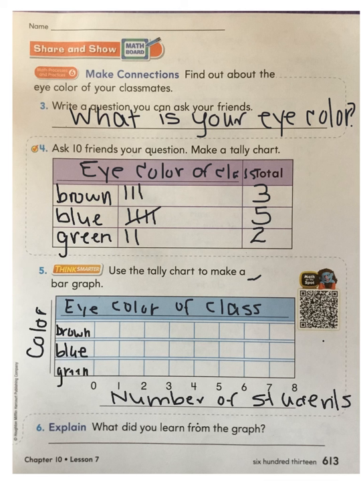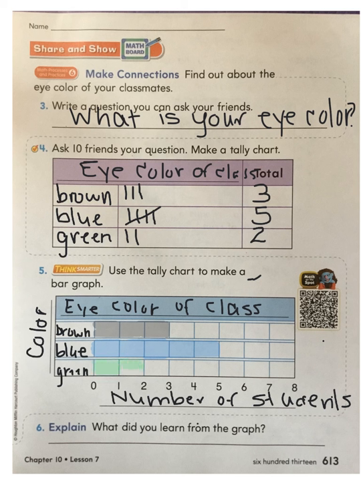Now when I fill in my bars, I'm going to use those colors. Now remember, I don't have a real true brown. I'm going to do my best. When I look up at my tally chart, I see that we have 3 brown. So I'm going to color in my bar to 3. There's 1. That goes to line 2. And there's line 3. For my blue eyes, when I look at my tally chart, that goes all the way up to 5. 1, 2, 3, 4, line 5. And last one, green eyes, we had 2.